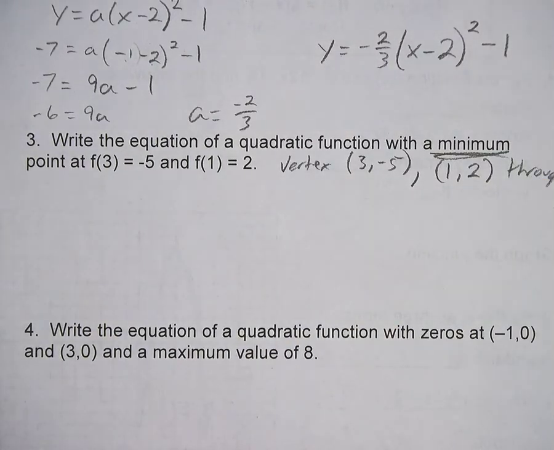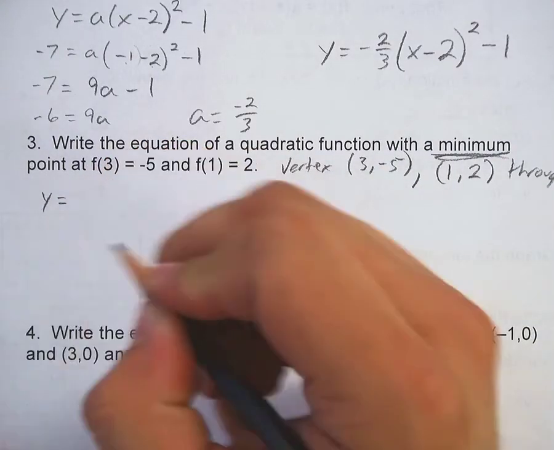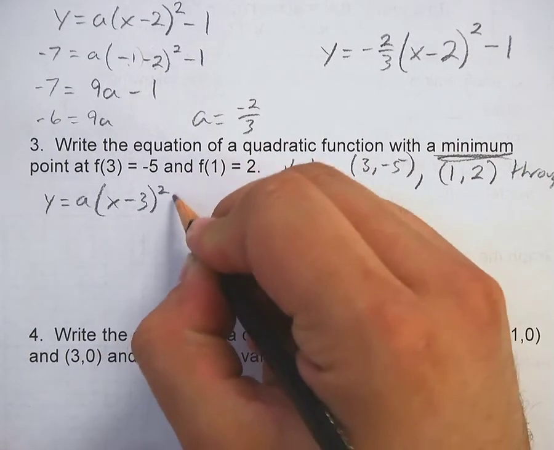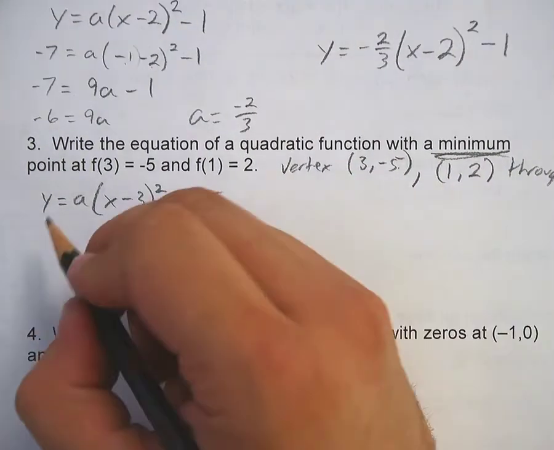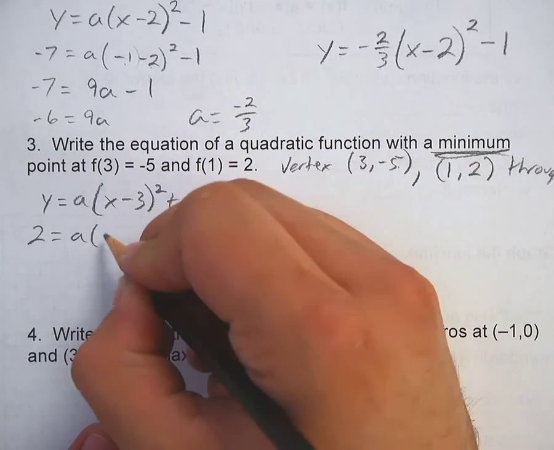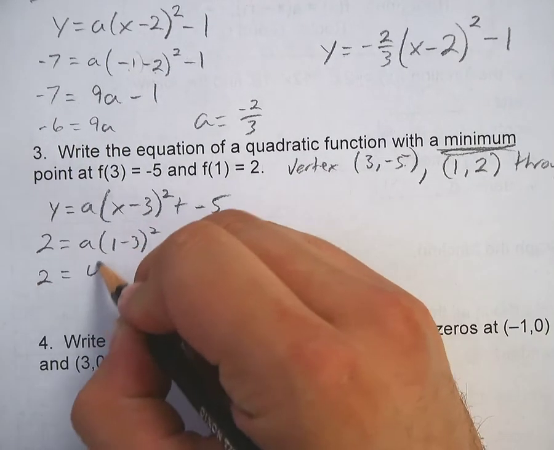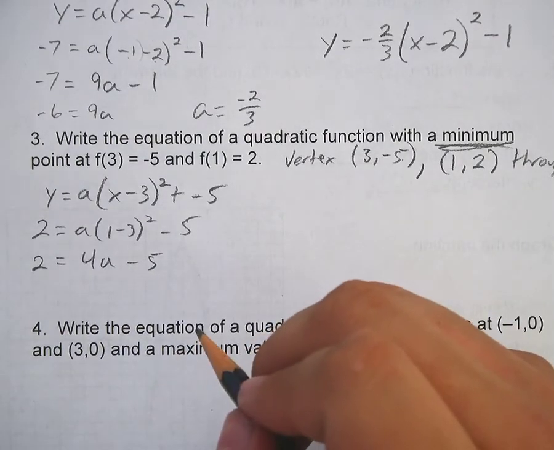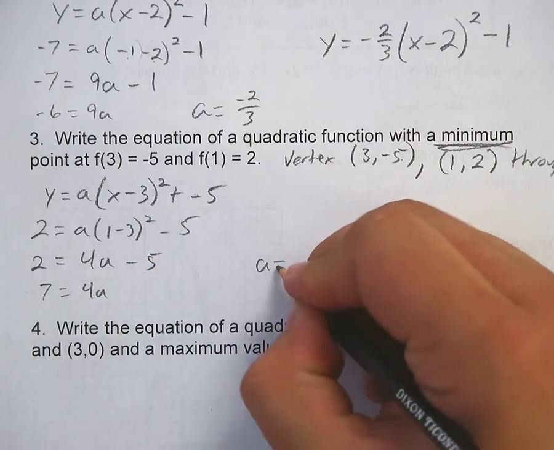So let's set up our vertex format and see what we can come up with here. Vertex form, y is equal to a x minus h squared plus k, which is negative 5. Plug in your point. 2 is equal to a 1 minus 3 squared minus 5. That's going to be 2 is 4a minus 5. Right? I hope I got that right. Yep. Add your 5 over, it's 7. So a is 7 over 4.